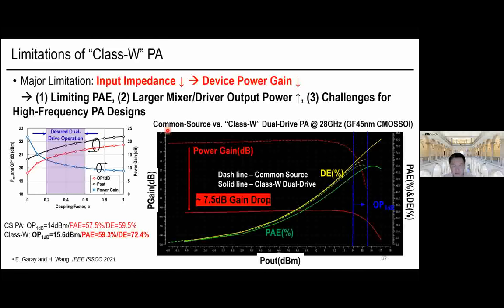But of course, I also want to mention that this is happening at the expense of lower power gain.